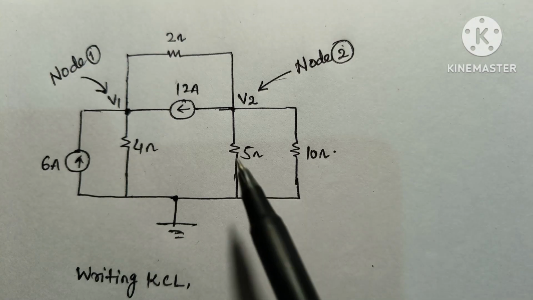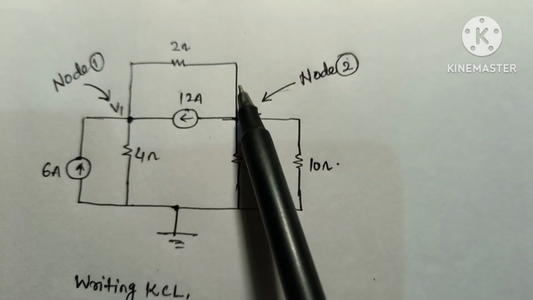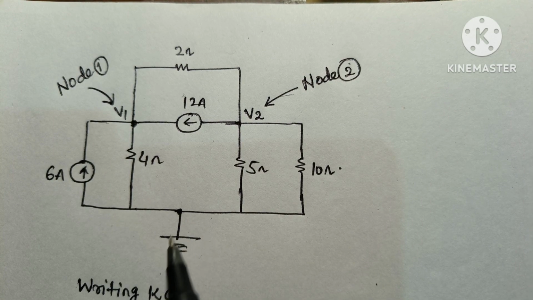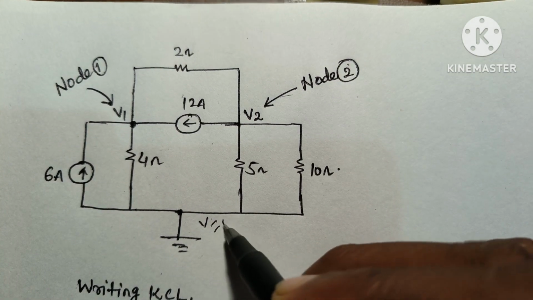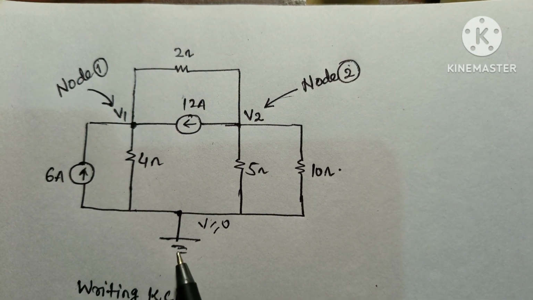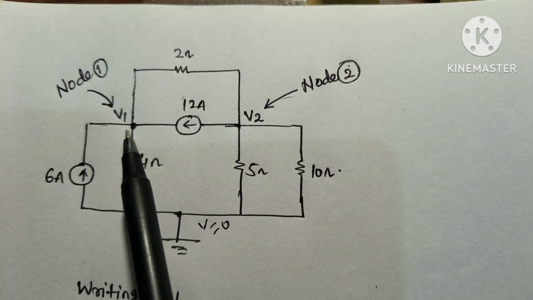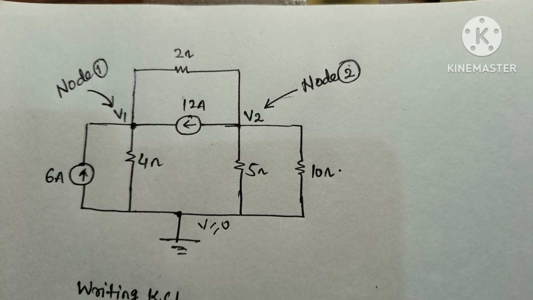So in the given circuit, let's assume this is node 1 and this is node 2, and the corresponding voltages are V1 and V2, and this node is earth, its voltage value is 0. So to find the voltages, let's apply KCL at node 1 and see what equation we will get.